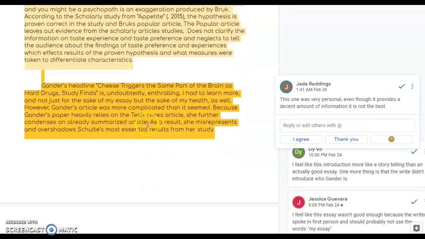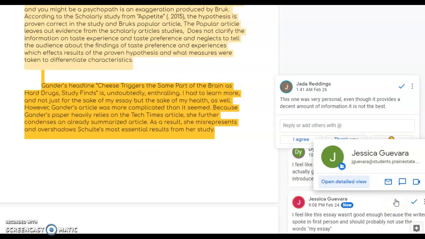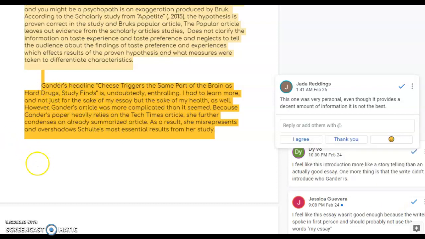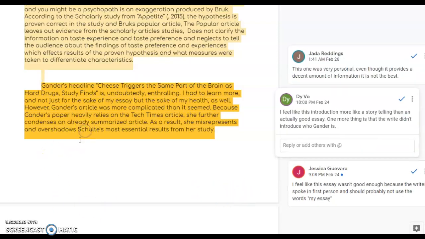I found it interesting, a number of you glommed onto this and said it wasn't very good. Said it was personal, provided a bit of information, but it wasn't the best. You noted that it felt like the introduction was more storytelling. And Jessica noted it was problematic because it was in first person. So I want to note a couple things about this.